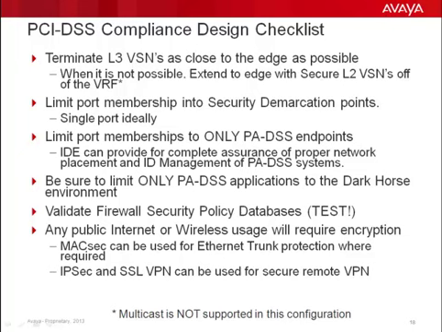Be sure to terminate L3 VSNs as close as possible to the edge. Avoid using shared broadcast domains or VLAN extensions via tag trunks. If VLAN extensions are required, use L2 VSNs to maintain total separation. Limit port memberships into the security demarcations only to those required. Ideally, this should be a single port membership to prevent unauthorized system access to the DMZ. Limit port memberships only to the PCI DSS endpoints.